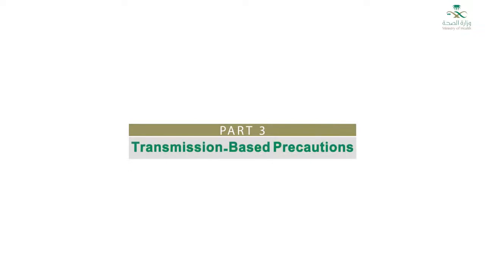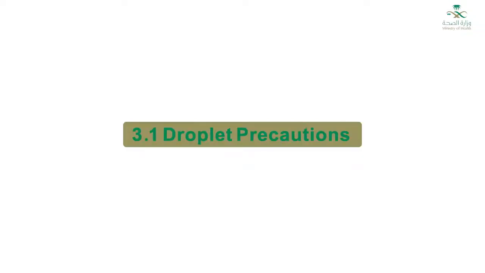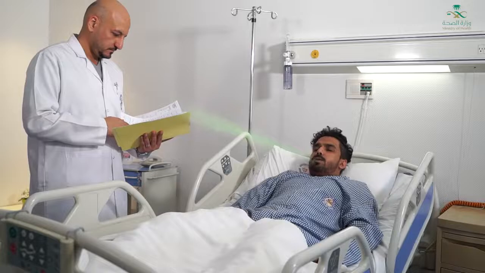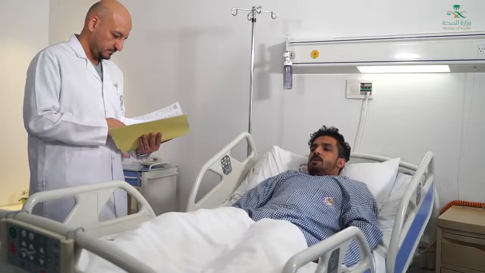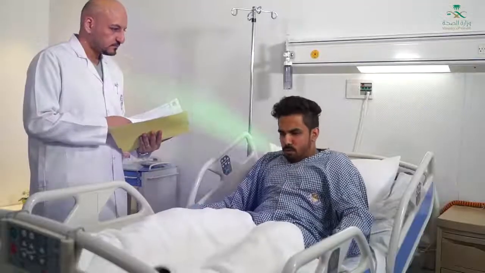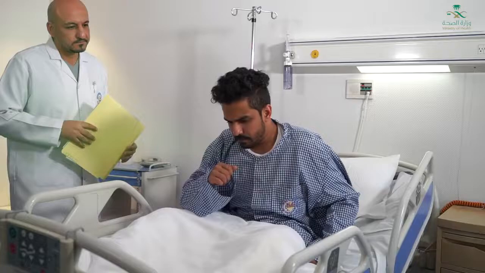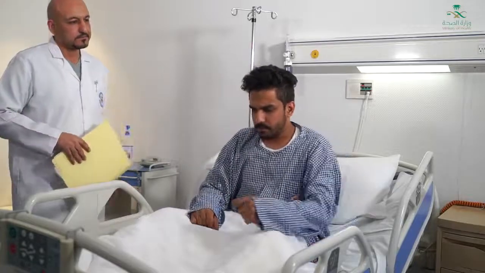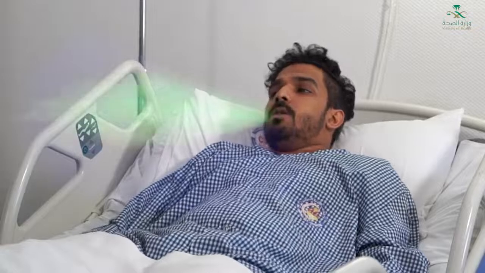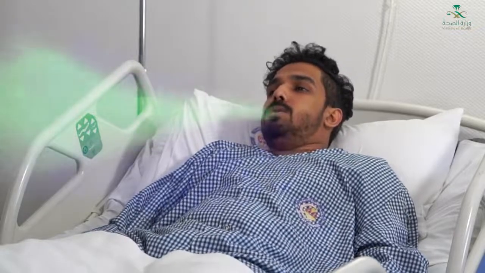Transmission-based precautions. Droplet precautions. This patient suffers from flu. People with flu can spread it to others within 1 to 2 meters away. Droplet transmission of flu viruses spread mainly by droplets made when people with flu cough, sneeze, or talk. These droplets can land in the mouths or noses of people who are nearby or possibly be inhaled into the lungs. Examples of diseases transmitted by large droplets include influenza, meningococcal meningitis, and pertussis.